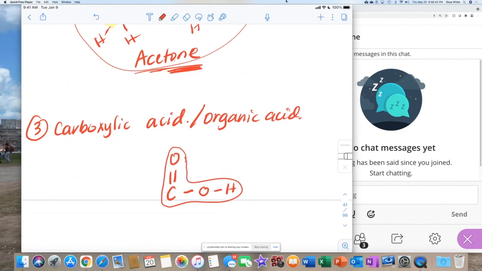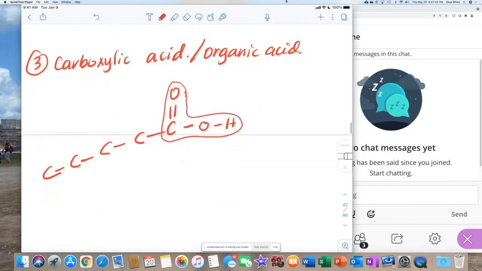So any chemical that has this combination, the carbonyl group and the hydroxide group attached to the carbonyl group, is technically called a carboxylic acid. To the left of the carbonyl group, you may have a carbon, and you can have as many carbon chains as possible. They may be very long or very short. So this right here is the carboxylic acid. I'll talk about a common carboxylic acid. An example of this is called formic acid.